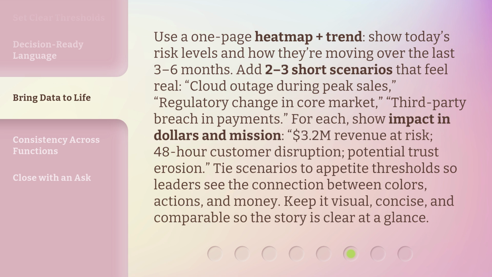For each, show impact in dollars and mission. $3.2 million revenue at risk. 48-hour customer disruption. Potential trust erosion. Tie scenarios to appetite thresholds so leaders see the connection between colors, actions, and money. Keep it visual, concise, and comparable so the story is clear at a glance.